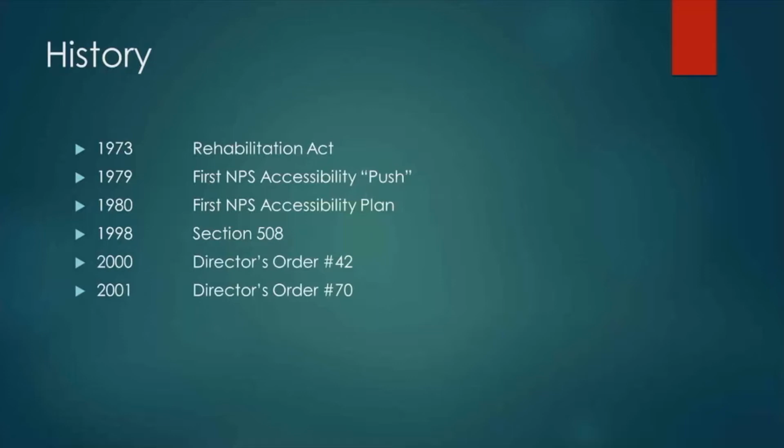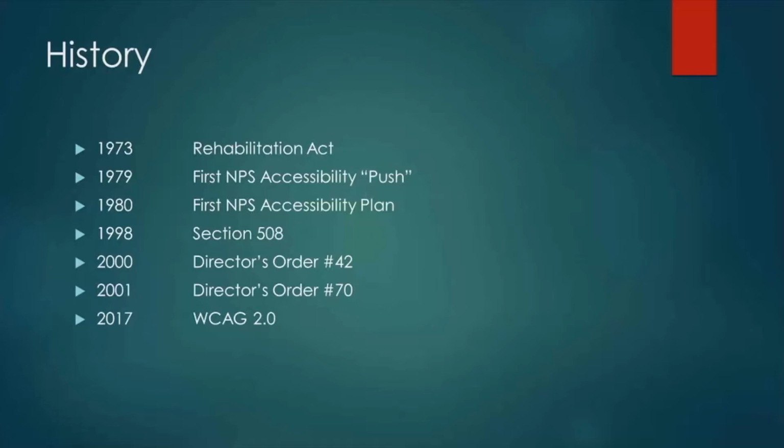So the bulk of our work gets its authority, so to speak, from Director's Order 42 and Director's Order 70. But for us today, the most important time is going to be this past year in January of 2017. The WCAG 2.0 is released, and WCAG stands for the Web Content Accessibility Guidelines. And these are the finalized guidelines of what requirements a document must meet in order to be considered 508 compliant.